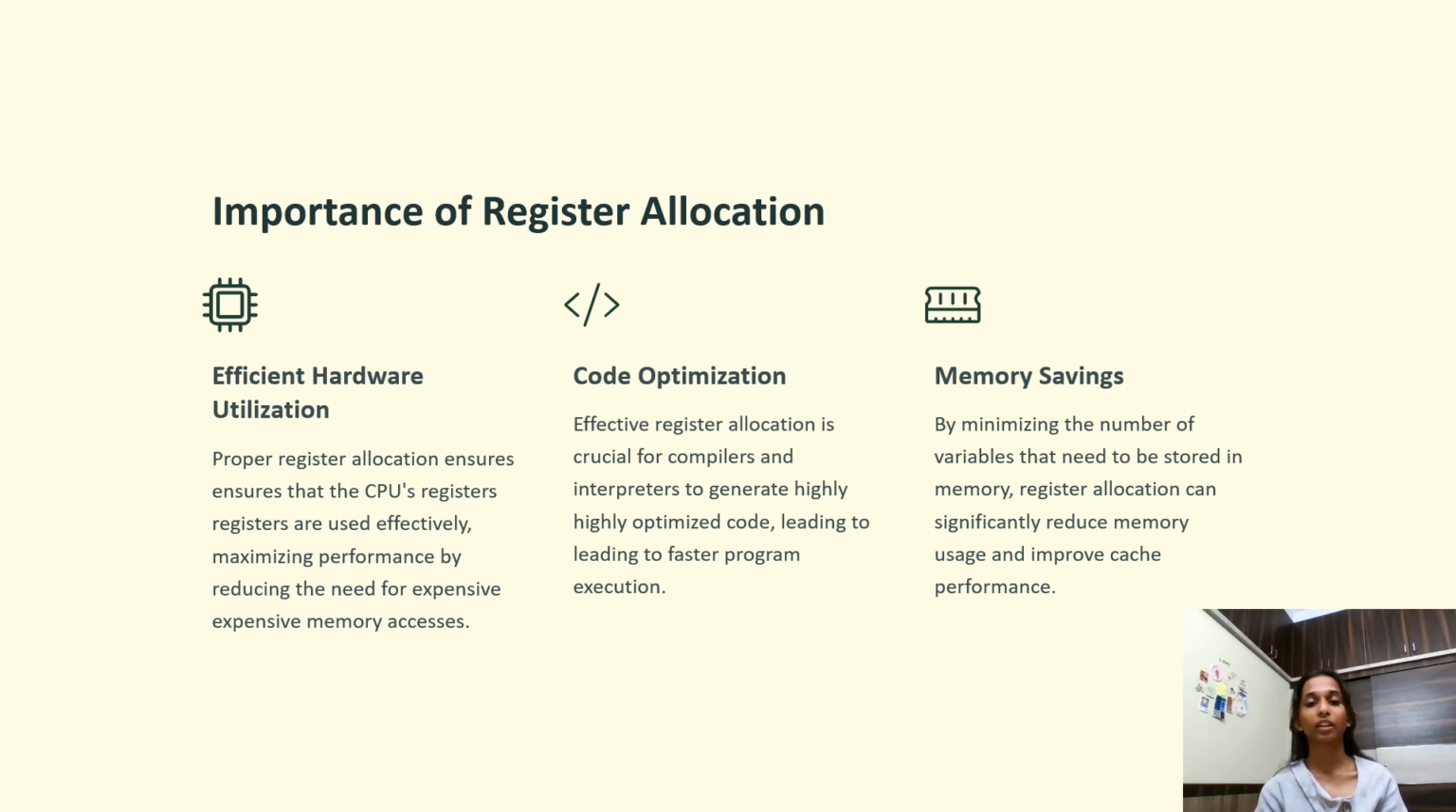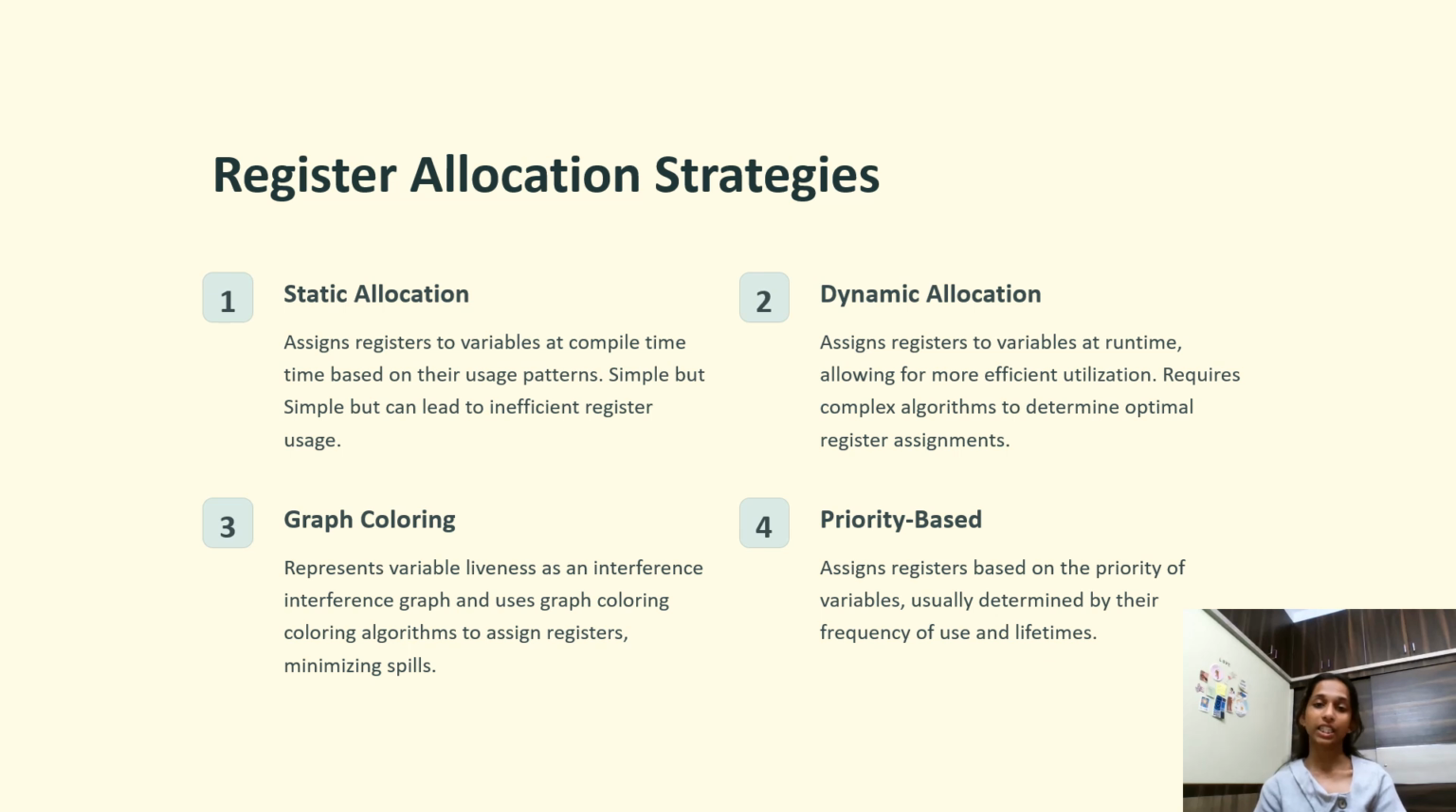It is also important for code optimization. Efficient register allocation is crucial for compilers and interpreters to generate highly optimized code, leading to faster program execution. The third importance is memory saving. By minimizing the number of variables that need to be stored in memory, register allocation can significantly reduce memory usage and improve cache performance. And our next topic is register allocation strategies.